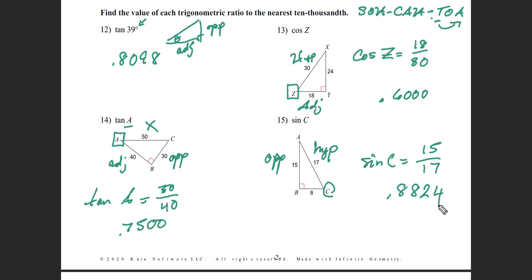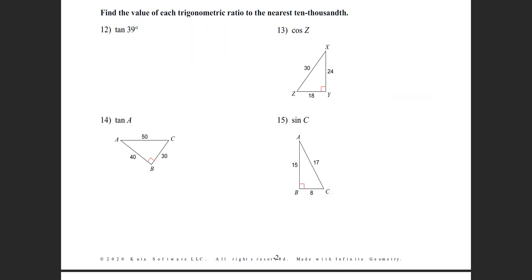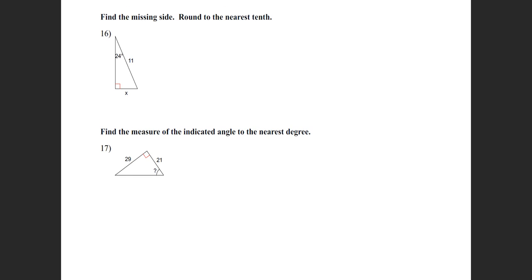Awesome sauce. Now we're going to be using these ratios to find missing angle measures and missing side lengths. So we got one talking about find the missing side, the other talking about find the missing angle. And this is the whole point of these trigonometric functions. We want to find missing measures, things that we don't know in these right triangles.